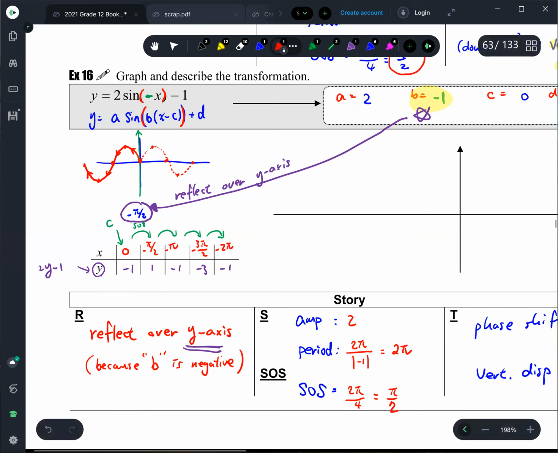Okay, Evan, Justin, and Waylon. So the x values should be subtracting, okay? Starting from 0, because this one has no phase shift, and you subtract pi over 2, pi over 2, pi over 2, pi over 2, okay? You subtract each time.